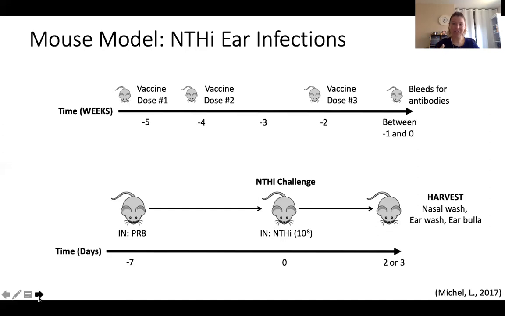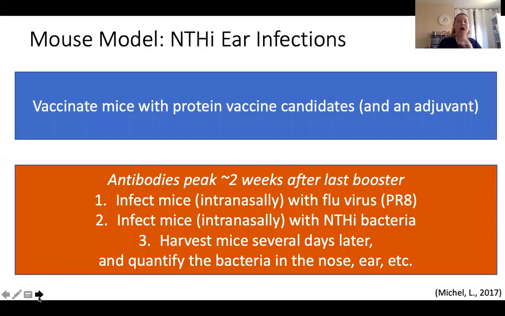And it had to be 2 to 3 days, because if we waited too long, they would clear out the bacteria completely, or they would die if we had given them too much. So 2 to 3 days was a prime time for harvesting. To make it simpler in words, we vaccinated the mice with the vaccine candidates, and these vaccine candidates all included an adjuvant.